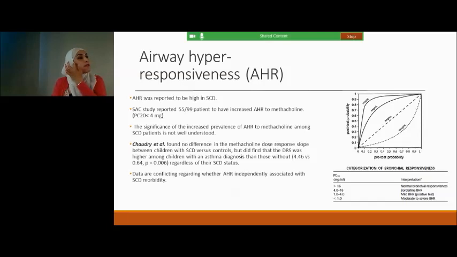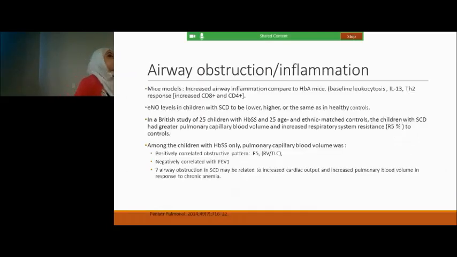Airway obstruction and inflammation, yes, they do have airway inflammation. Mouse models of sickle cell disease showed that they have T helper 2 inflammatory mediators, which is similar to asthma. And they also studied the exhaled nitric oxide, which we use as a marker of eosinophilic inflammation or asthma. And they also found contradicting results. Some said it's equal, some said it's higher, and some said it's the same for sickle cell kids with or without signs of asthma.